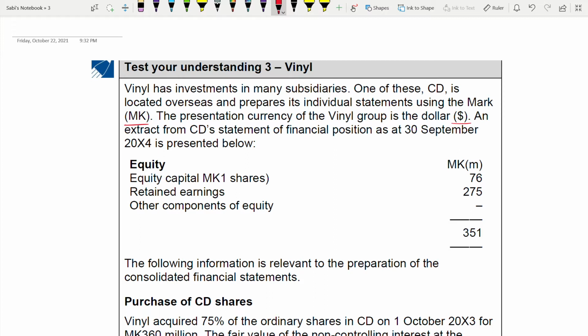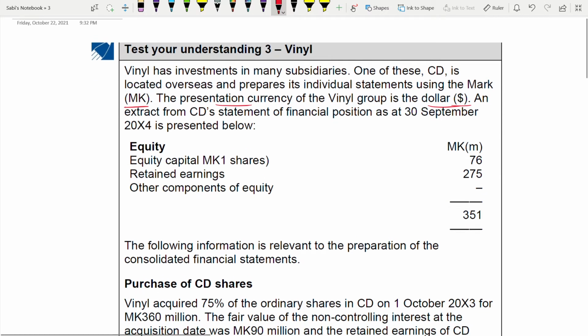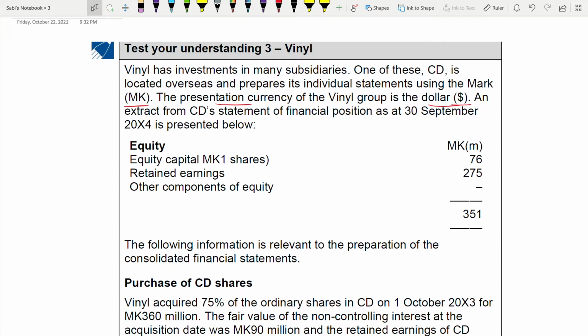Already you know which currency you have to translate. You don't have to determine the functional currency, you have to translate to the presentation currency of the group, which is dollar. So MK you have to convert to dollar, and the exchange rates are given: the opening, closing and the average rate. You have been given equity, retained earnings, other components of equity, all these in MK. You have to convert them into dollar before you consolidate.